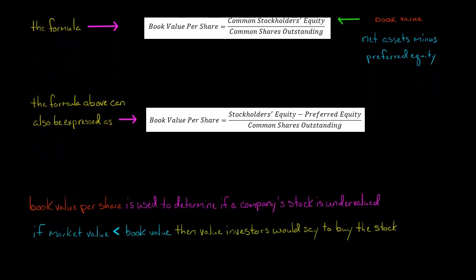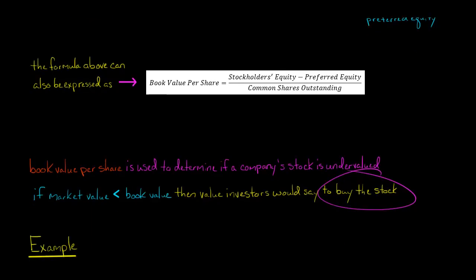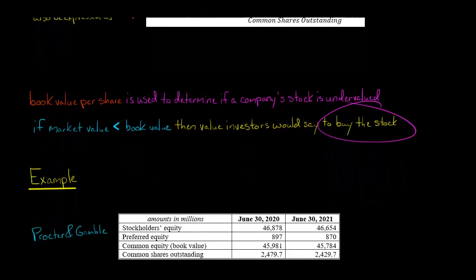Now, why do we care about this? You'll hear about this sometimes if you watch financial news channels. People talk about the book value of a company and using it to determine whether a company is undervalued. Specifically, they'll look at the market value of a company per share, so its stock price, and if the stock price is lower than the book value per share, then a value investor would say, you should buy that stock. That stock is cheap because it's trading at an amount that is less than its book value. So this company is really trading at a discount and you should invest in it.